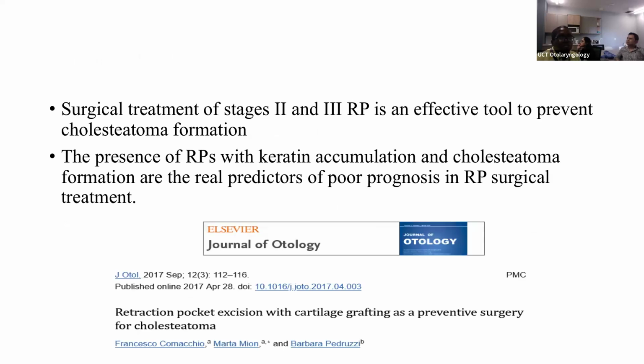So this study said that they realized that the surgical treatment of stages 2 and 3 retraction pockets was an effective tool to prevent cholesteatoma formation. And the presence of retraction pockets with keratin accumulation and cholesteatoma formation are real predictors of poor prognosis in retraction pocket surgical treatment. In fact, yesterday we admitted a patient who has had subtotal petrosectomy on a second occasion after revision and has still come back with a recurrence of the cholesteatoma after a year.